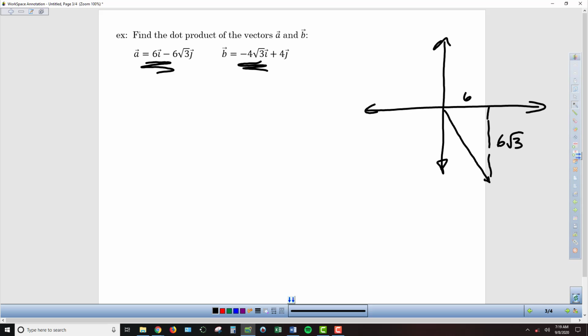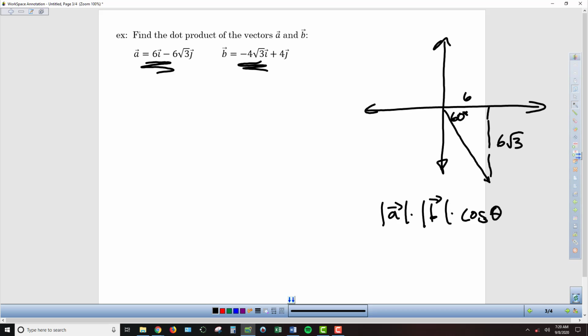Now hopefully that jumps out at us as being a 30, 60, 90 triangle, where this angle here is 60 degrees. And that's going to matter to us because in that formula for the dot product, it's going to be the magnitude of A times the magnitude of B times the cosine of the angle between them. So we've got to make sure that we figure out what the angle between these is, so knowing that that 60 degrees there may be useful to us.